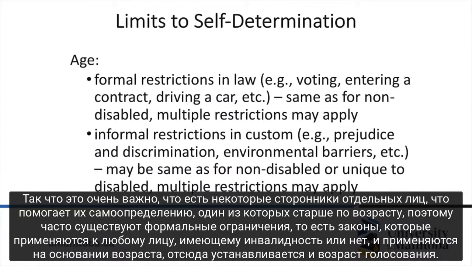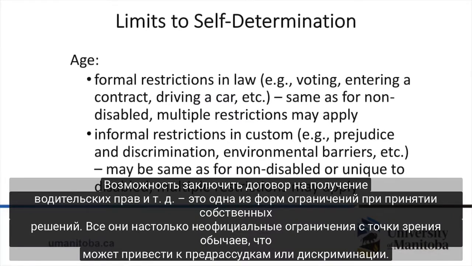Okay, now we're going to talk about some limitations to self-determination. And the first one is age. So often there are formal restrictions, that is laws, that apply for anybody, whether they have a disability or not, and they're applied on the basis of age. So the age of voting, the ability to make a contract, to get your driver's license, and so on. That's one form of limitation on making your own decisions.